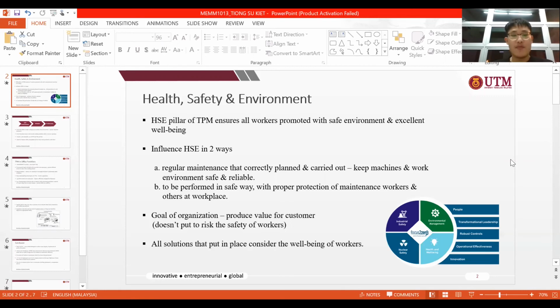In order to produce value for the customer in a productive manner, this should be done in a way that doesn't put the safety of the worker at risk. All the solutions that are put in place should consider the well-being of the workers.